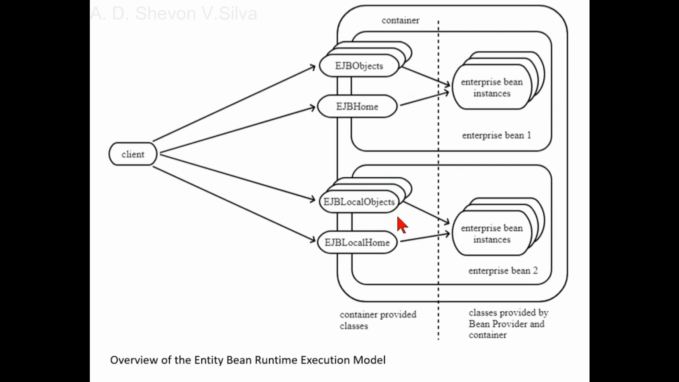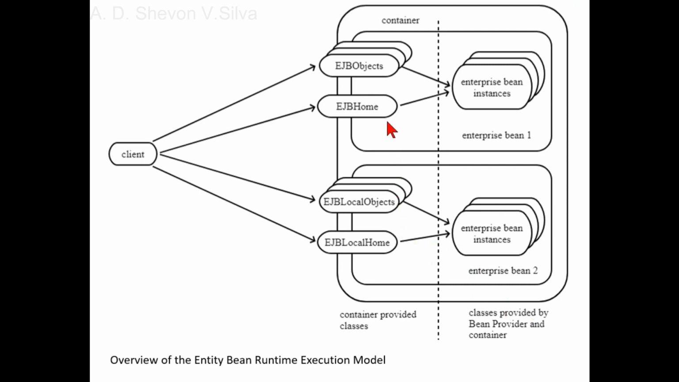A related entity bean never references another entity bean instance directly. A related entity bean, like any other local client of an entity bean, always references an entity EJB local object whose class is generated by the container provider's tools.